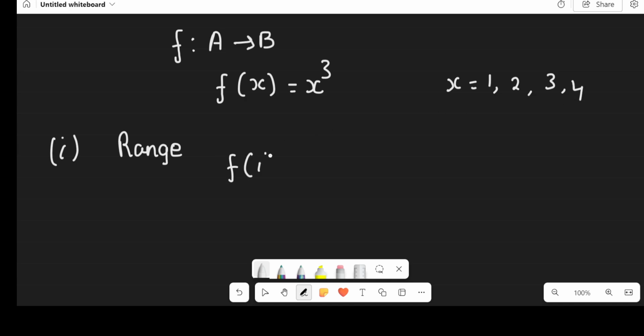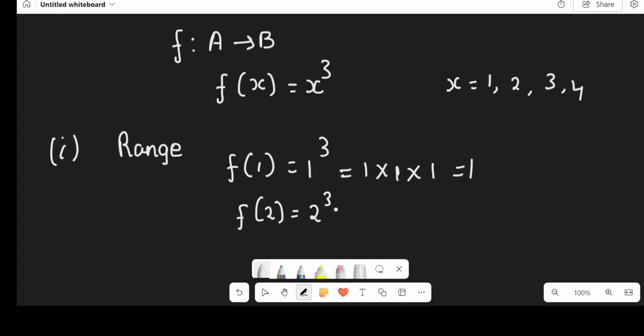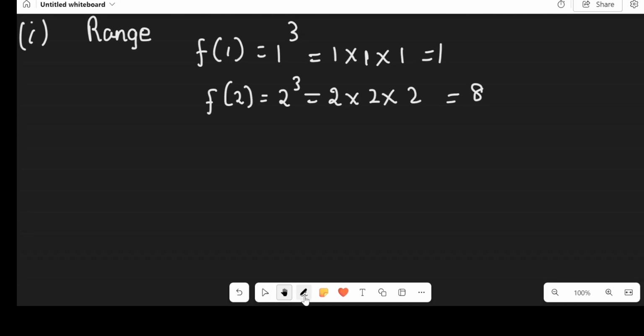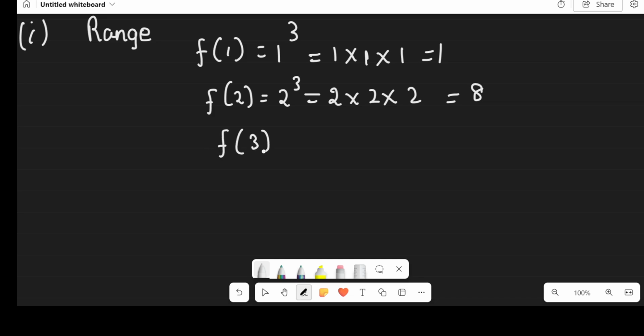f(1) = 1³. 1³ means 1 × 1 × 1, that is 1, right? And then f(2). f(2) means 2³. 2³ is 2 × 2 × 2. That is 2 × 2 = 4, 4 × 2 = 8. And then f(3). What is f(3)? f(3) means 3³. 3³ is 3 × 3 × 3. 3 × 3 = 9, 9 × 3 = 27.